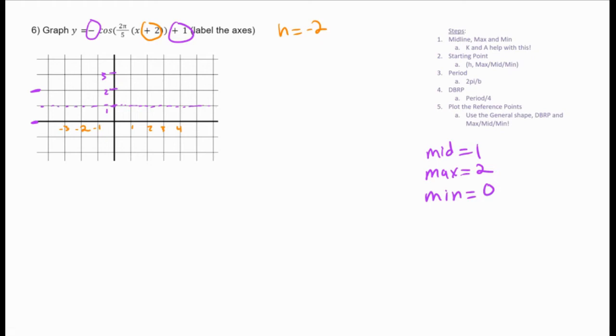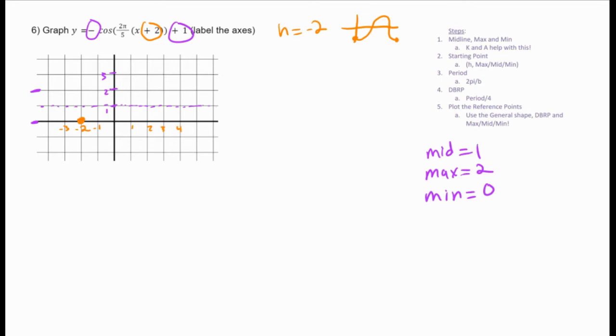And then this is a negative cosine. If you remember the general shape of a negative cosine, it starts at the minimum and ends at the minimum for a single period. So what that means is that I'm going 2 to the left, and then it's going to start at my minimum, which I know is at 0. So there is my starting point.